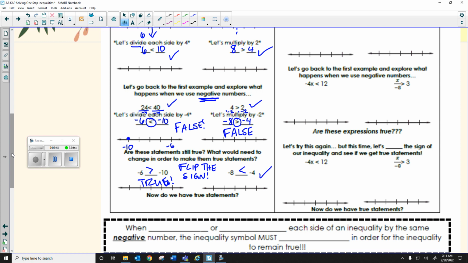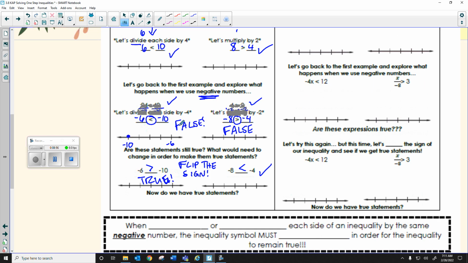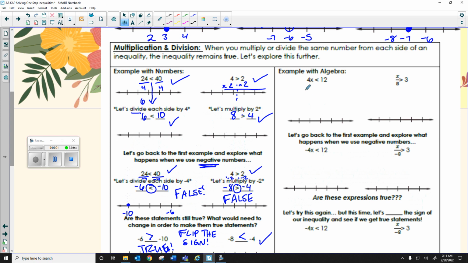Yes, we do. So again, going back, when we just divided or multiplied by a regular number, a positive number, it was fine. But whenever we multiplied or divided by a negative, that's when we needed to flip the sign. Okay, so let's go over here. I'm going to let you practice. You're trying to get x by itself. Whatever is happening to x, undo it.